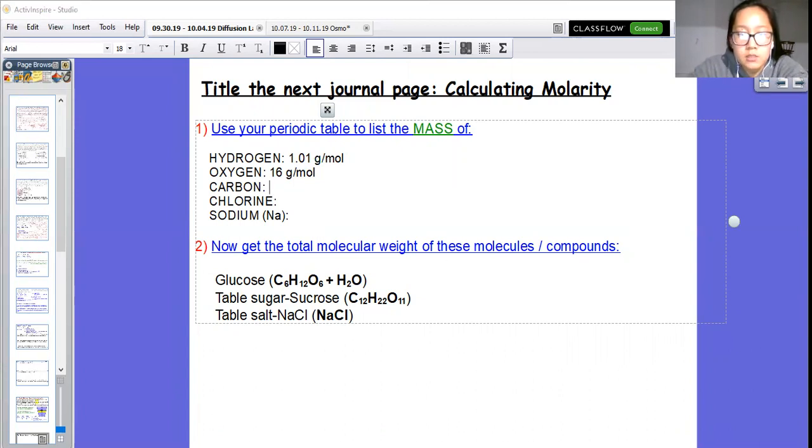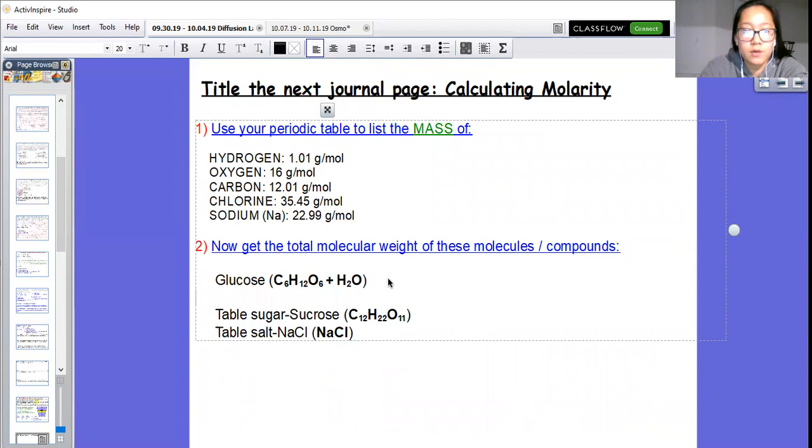So if you look at carbon, it's 12.01 grams per mole. And then for chlorine, we can see over here that it is 35.45 grams per mole. And sodium over here is 22.989, so 22.99 grams per mole. And you've got to get used to navigating the periodic table, even though this isn't chemistry, but it's still good info to know. So now we're going to calculate the molecular weights of these molecules.